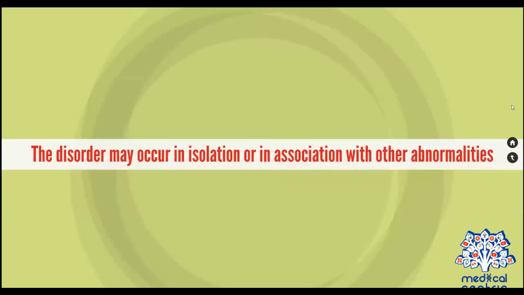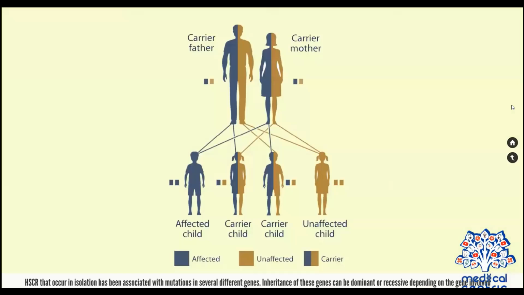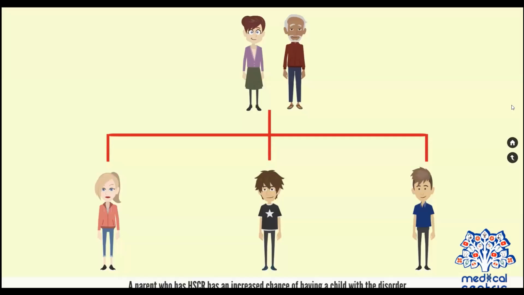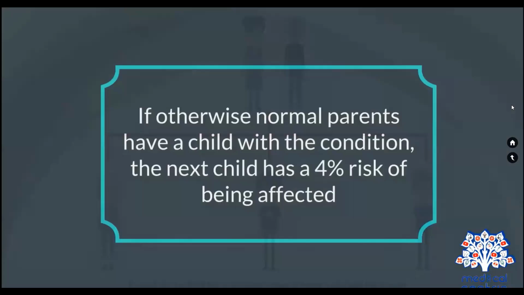Causes. The disorder may occur in isolation or in association with other abnormalities. HSCR that occurs in isolation has been associated with mutations in several different genes. Inheritance of these genes can be dominant or recessive, depending on the gene involved. The abnormal genes associated with the disorder can have different effects on members of the same family. A parent who has HSCR has an increased chance of having a child with the disorder. If otherwise normal parents have a child with the condition, the next child has a 4% risk of being affected.